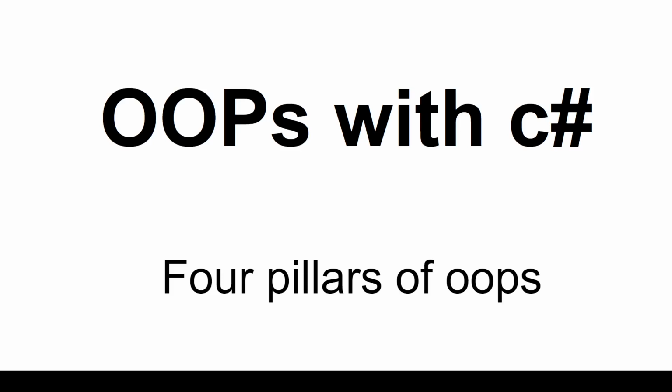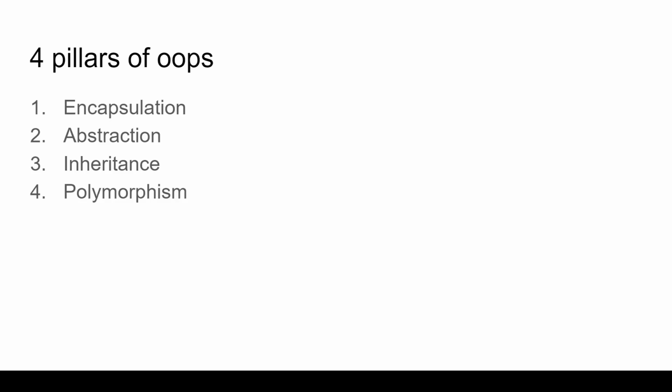In this series of videos we are going to talk about the four pillars of OOPS. If you do not know that, these are the four pillars of OOPS: encapsulation, abstraction, inheritance and polymorphism. And we will also implement them programmatically because programming is the core of this channel.